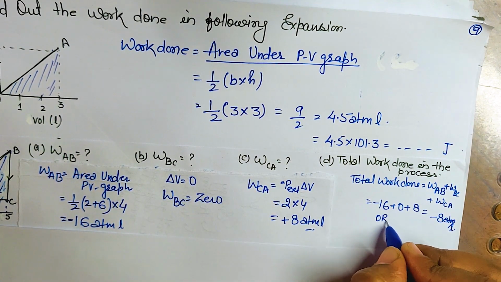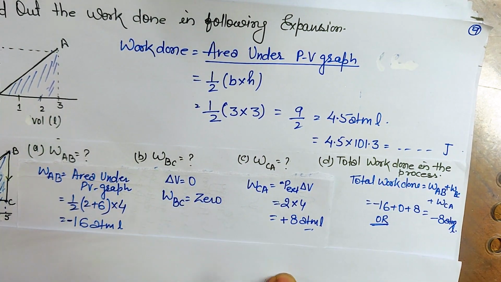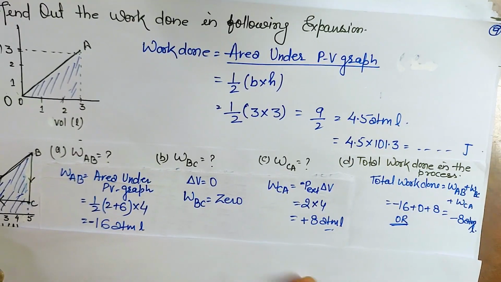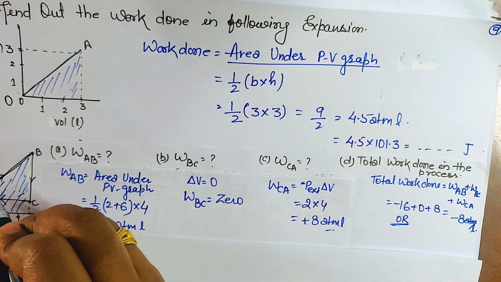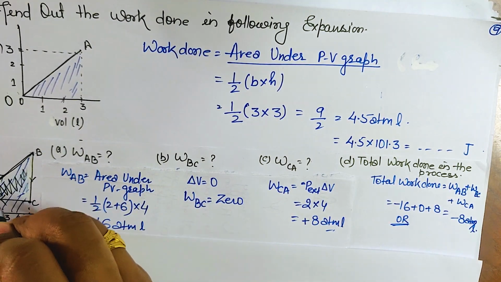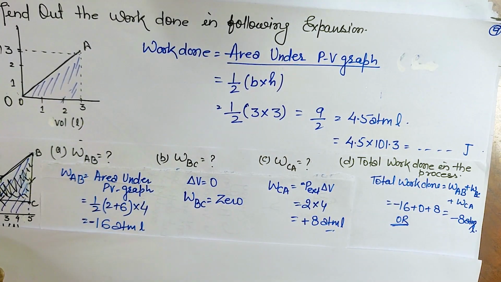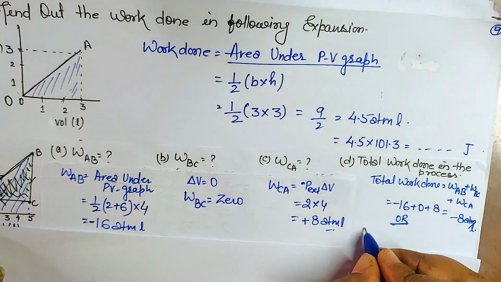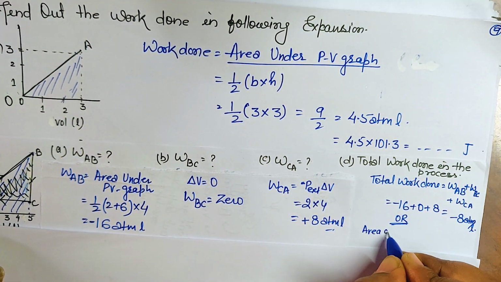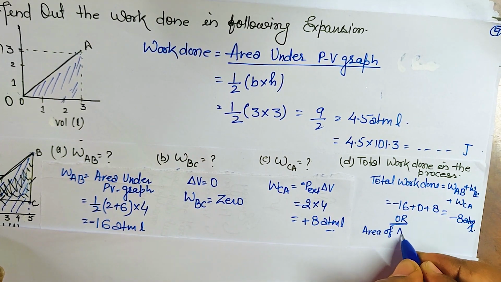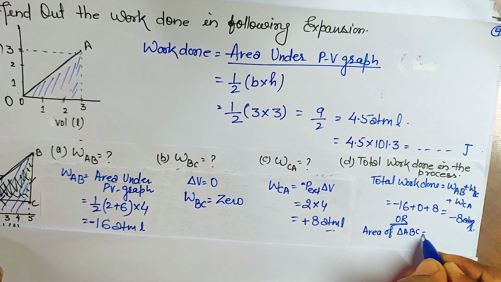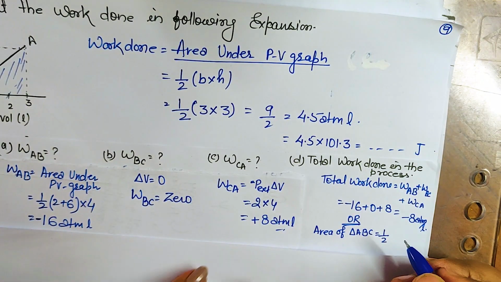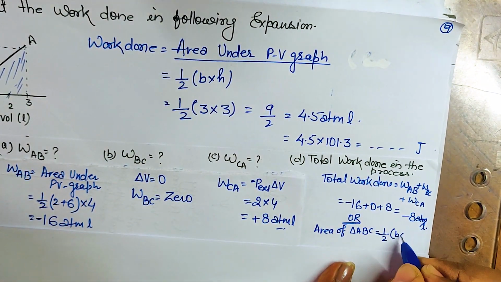Another, alternative way: if we have to find the work done in this cycle, it is the area under the PV graph for this cycle. Yes, this is the area, isn't it? So this is a triangle, so we can say it is the area of triangle ABC, and that is half into B into H, isn't it? So what is that?